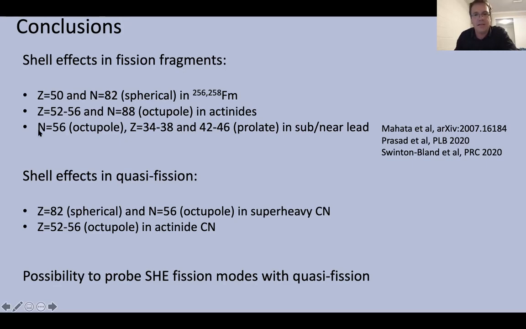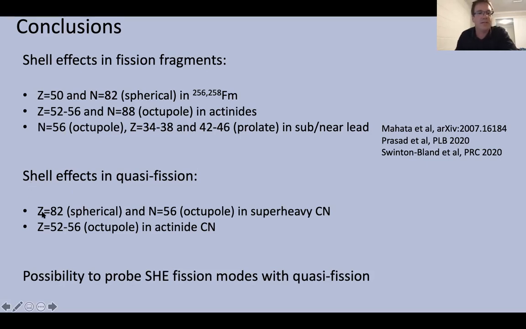And I didn't discuss that, but there are also calculations and experimental evidence for different modes in lighter systems. So in the sub-lead and near-lead region, there is N equal 56, which could explain, for instance, the asymmetric fission of mercury 180. So this is an octupole gap, but for the neutrons now. But it seems that this region is also strongly influenced by proton shell effects, prolate shell effects in the 34, 38 region and 42, 46. So here I give some recent references of experimental studies which looked at these effects.